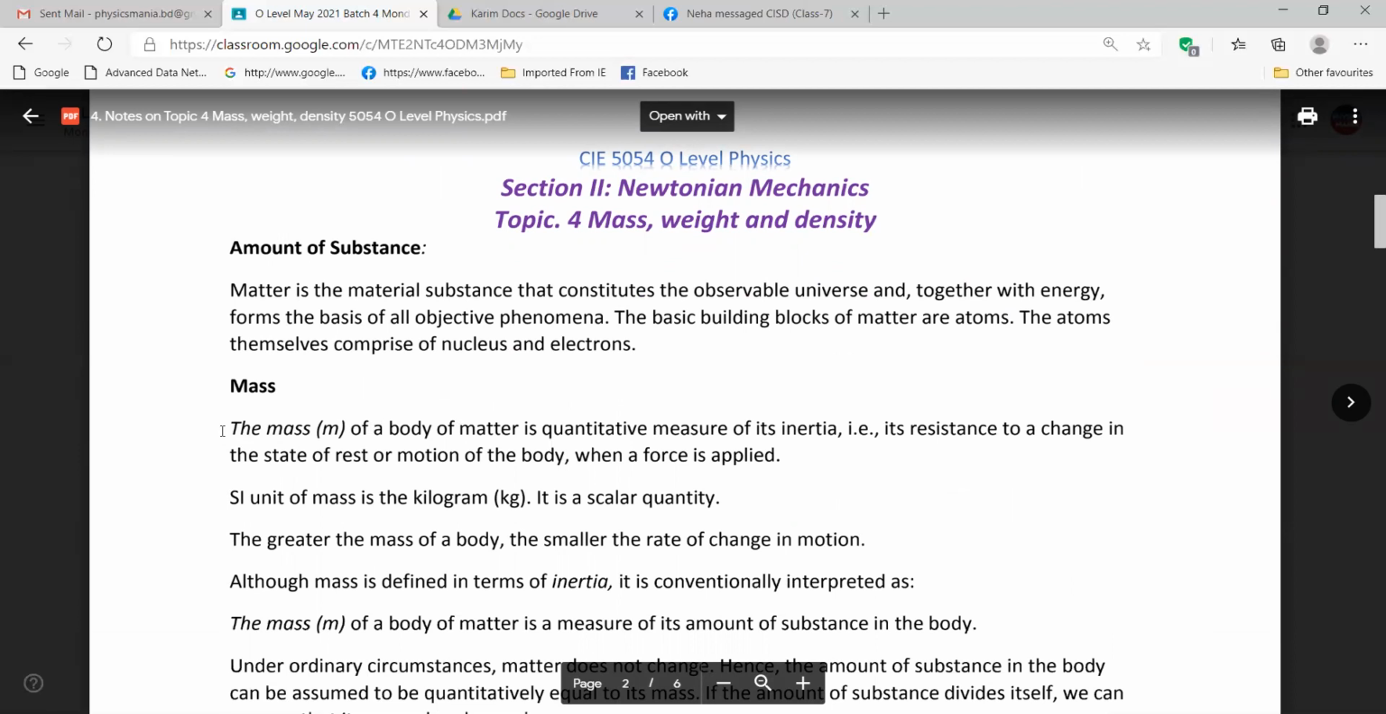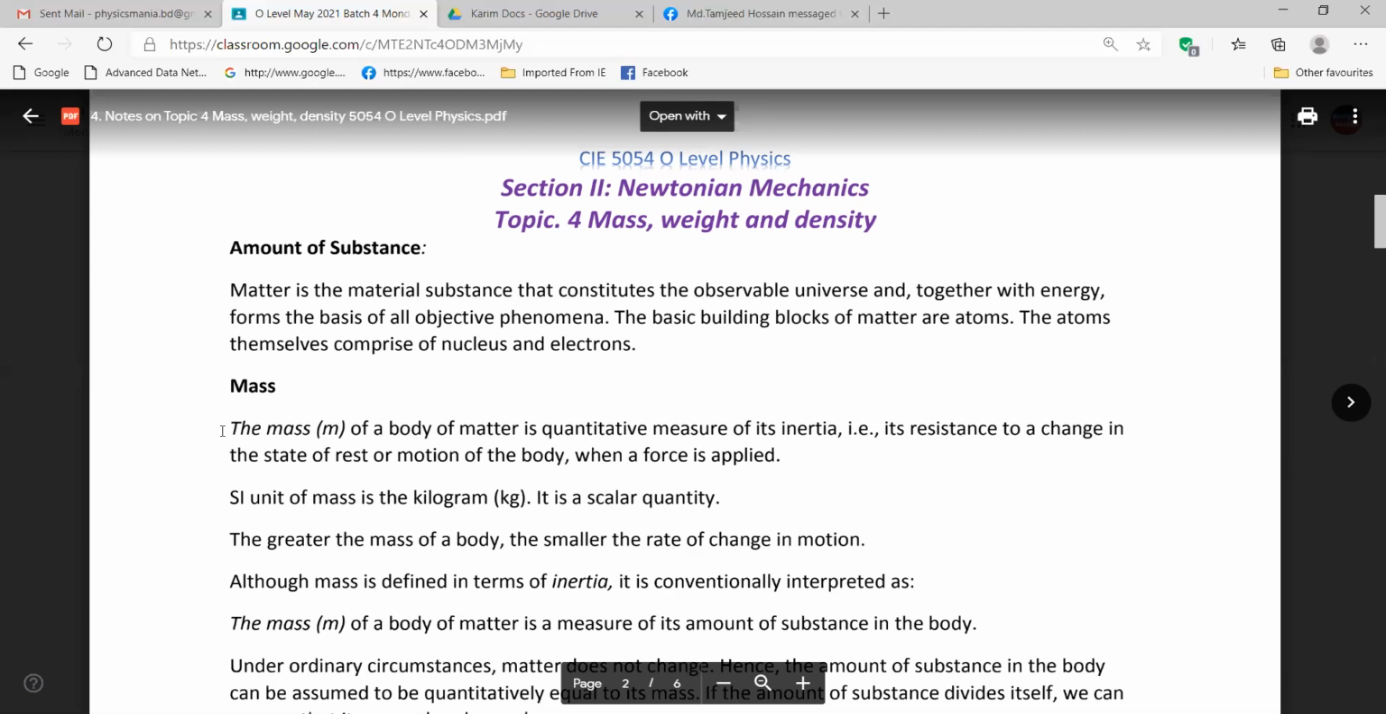Yes, sir. The mass M of a body of matter is a quantitative measure of its inertia. Yes, continue. That is... Sir, what does i.e. mean? i.e. means that is. That is resistance to a change in the state of rest or motion of the body when a force is applied. So is it clear now?